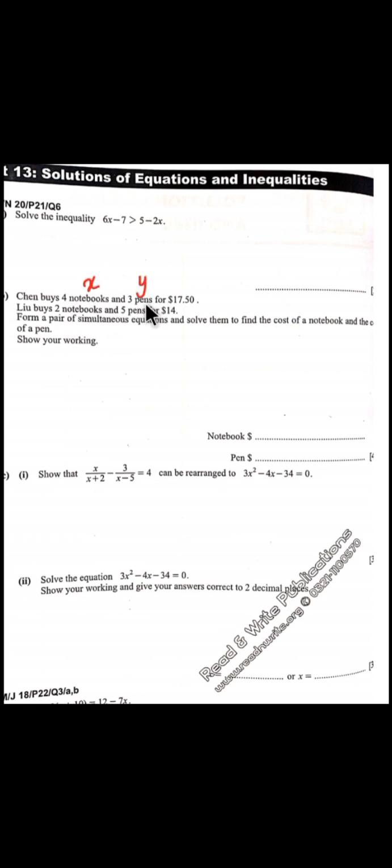So 4 notebooks and 3 pens for $17.50. This means that 4x plus 3y is equal to 17.50. And next, 2 notebooks and 5 pens. This means that 2x plus 5y is equal to 14.